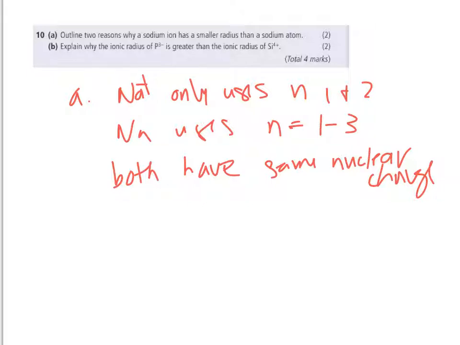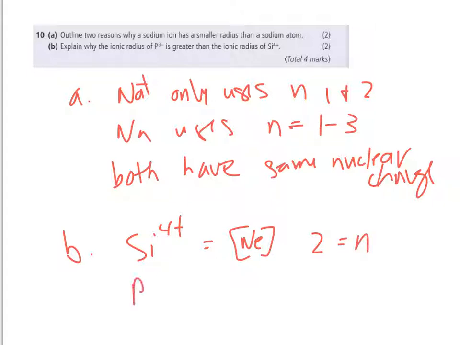B, explain why the ionic radius of P3 minus is greater than the ionic radius of Si4 plus. I'm pretty sure we've explained this earlier, but Si4 plus is going to have a configuration equal to neon, or 2 full floors, whereas P3 minus is going to fill up the third energy level and have a configuration of argon, or 3 full floors.